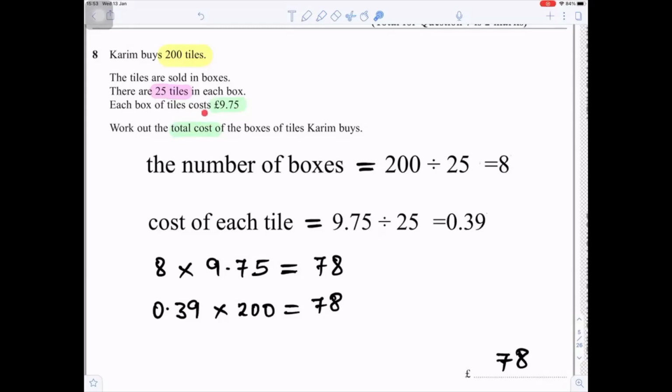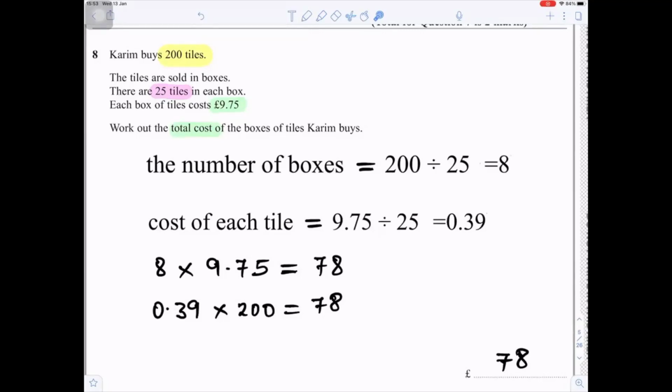Each box of tiles costs £9.75. Work out the total cost of the boxes of tiles Karim buys. So one thing you want to do is I always highlight, or you can underline all the numbers so you easily see them when you're doing the question.